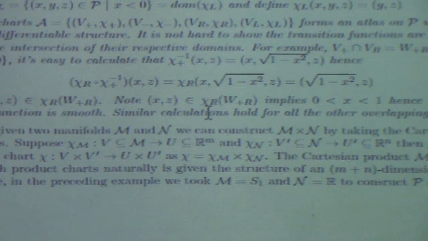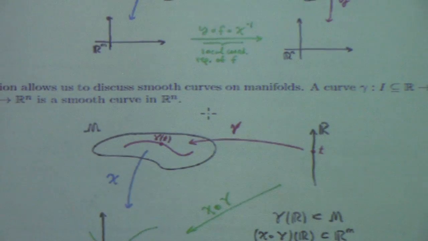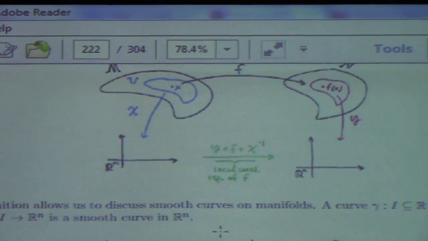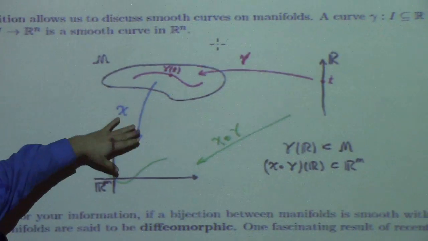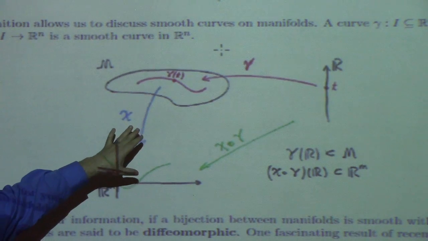All right, I digress. So here's what I was just drawing on the board: smoothness of a function from one manifold to another. Really, the definition I gave you for the smoothness of a function is a special case of that in some sense.